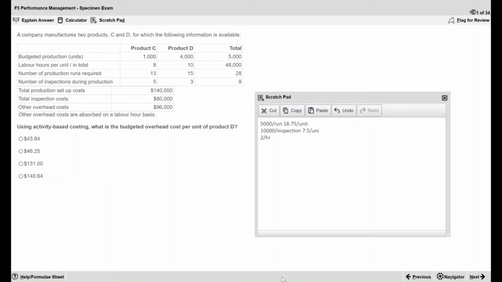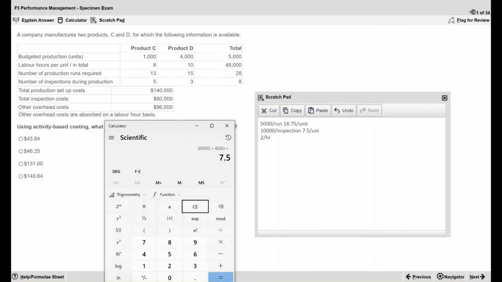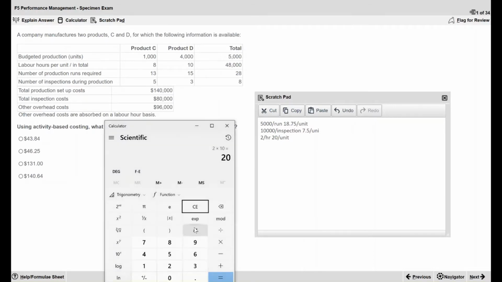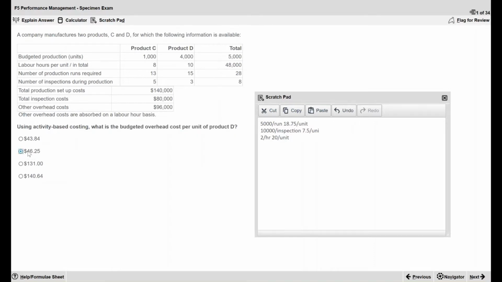And then labor hours, we have 2 per labor hour multiplied by 10 labor hours required, which would be 20 per unit. So when we combine all costs, which is 18.75 plus 7.50 plus 20, it becomes 46.25, which is our answer here.